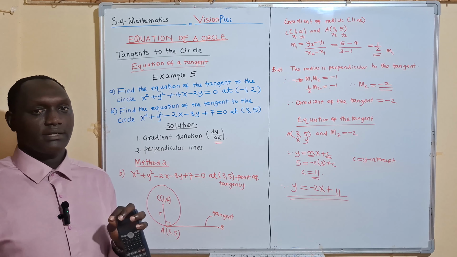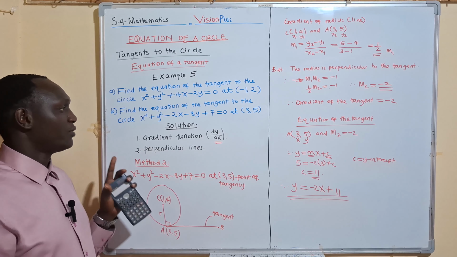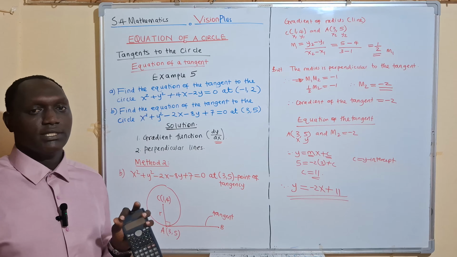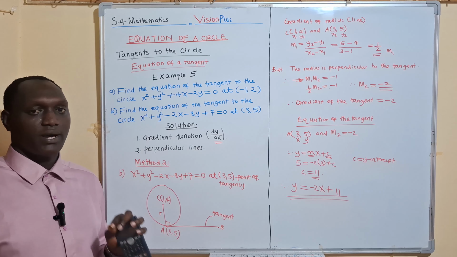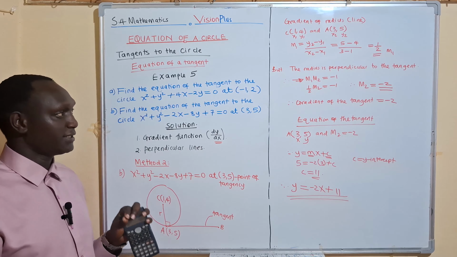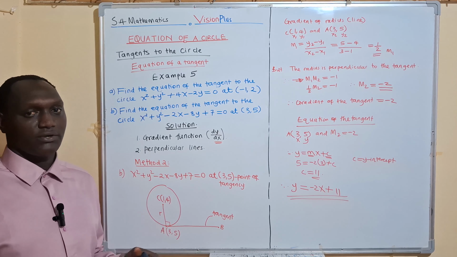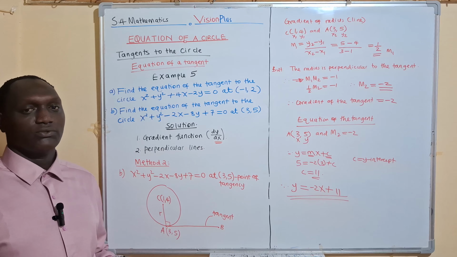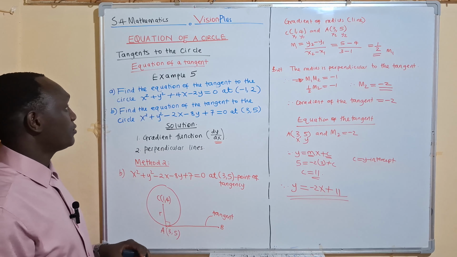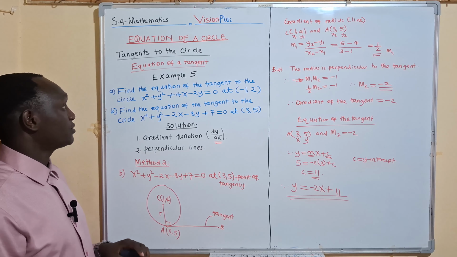Now, in your examination, the question will always be open. So you can use the method that you want, or the one that works best for you, saving your time. So this is the solution to example 5. We have come to the end of finding the equation of the tangent.